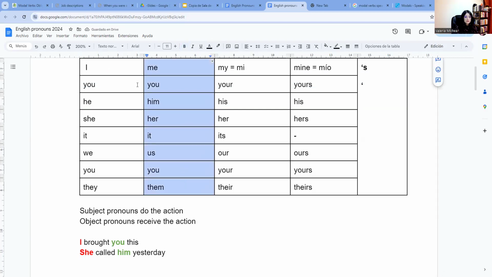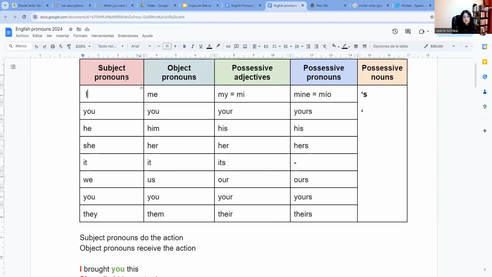So I as a subject pronoun, me as an object. You as a subject and you as an object. It's the same. Then we have he as a subject and him as an object. She, subject, her, object. It remains the same. And then we have we, subject, us, object. You, subject, you, object. And they, subject, them, object.